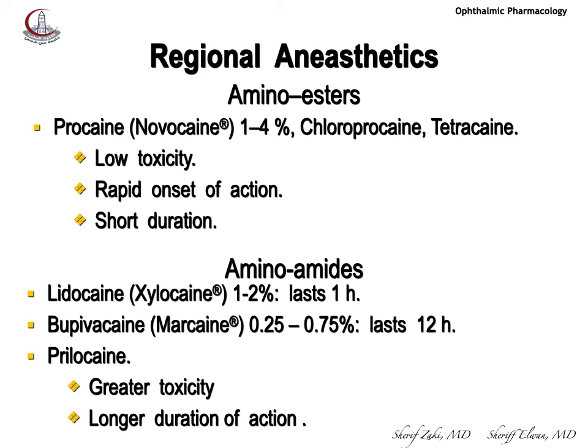Regional anesthetics include amino esters and amino amides. Amino esters include procaine or Novocaine at a concentration of 1 to 4%, chloroprocaine and tetracaine, having a low toxicity, rapid onset of action, and shorter duration, while lidocaine or Xylocaine at a concentration of 1 to 2%, bupivacaine or Marcaine at a concentration of 1/4 to 3/4%, or prilocaine have a greater toxicity and longer duration of action.